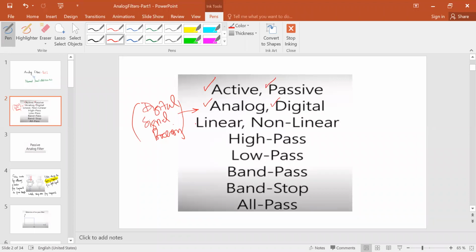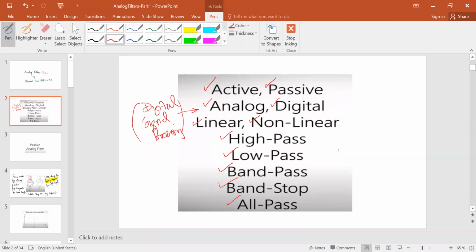Then another way to look at the filter is that there are linear phase filters and non-linear phase filters. We will also discuss those later on. Then there are high pass filters, low pass filters, band pass filters, band stop, and all pass.